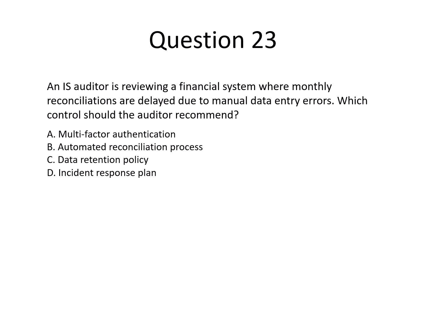Question 23. An auditor is reviewing a financial system where monthly reconciliations are delayed due to manual data entry errors. Which control should the auditor recommend? A. Multi-factor authentication. B. Automated reconciliation process. C. Data retention policy. D. Incident response plan. The correct answer is B. Automated reconciliation process.